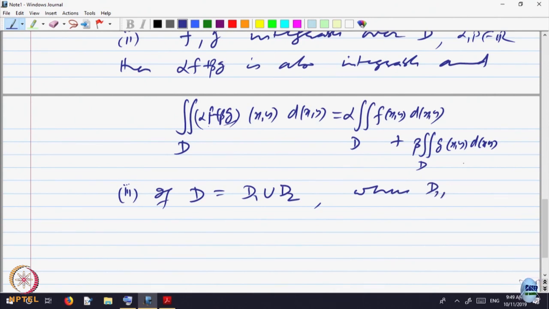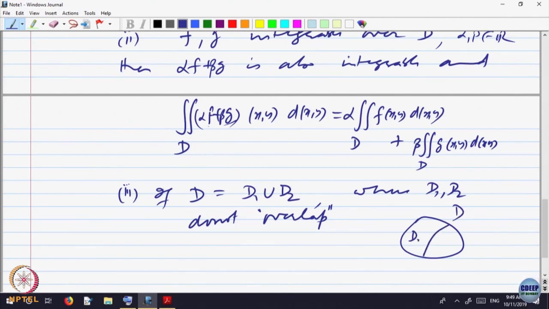where D 1, D 2 do not overlap. So, one has to intuitively understand what it means to not overlap. We are not saying they are disjoint, but there is no common portion of them. So, if it is D, you can cut it into two parts D 1 and D 2, then D 1 and D 2 do not overlap. Though it is written as a set theoretic union, we are emphasizing the rule.